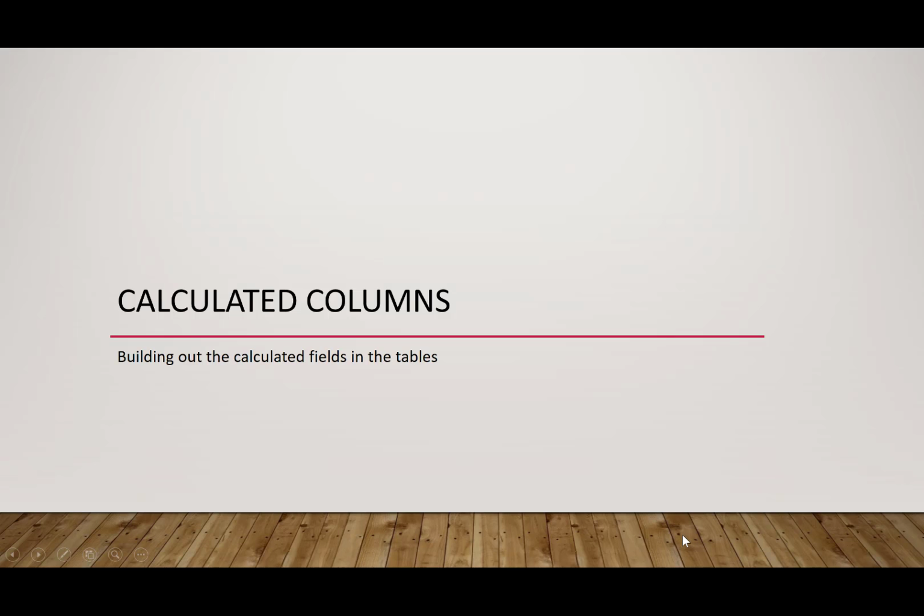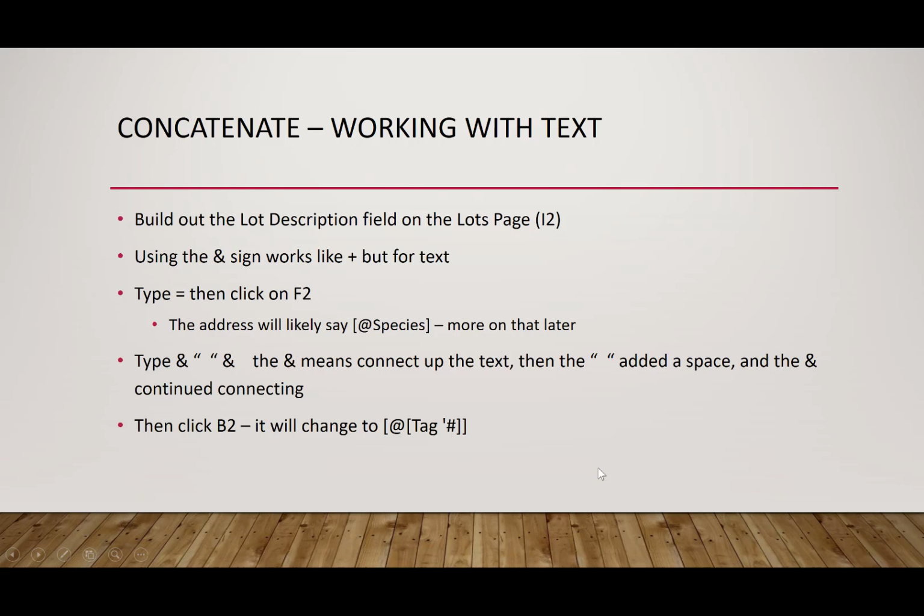Now we're going to do a little bit more with these tables. We're going to add some additional information into the tables that wasn't already in them in the first place. What we're going to use is a special function called concatenate. It's a big word for just adding text together into a single string or line of text. What I want to do is build out the lot description field on the lots page in I2.